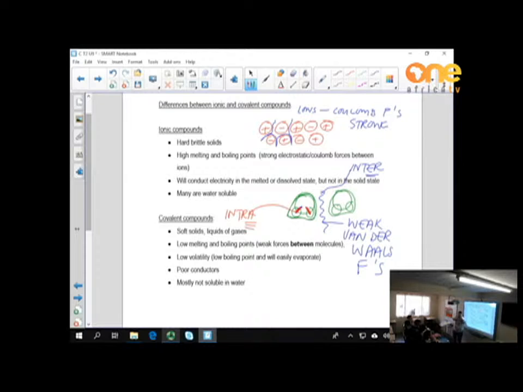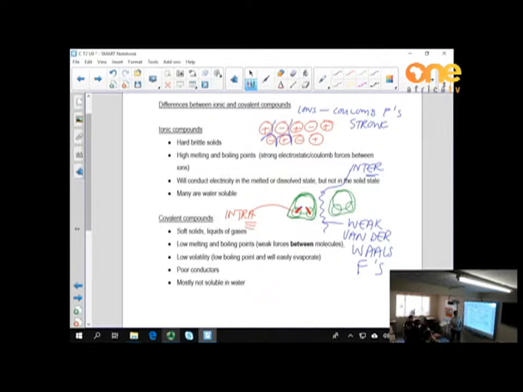My fingers are bonded onto my hand. Okay? I can't break off a finger very easily. That's like the forces inside the molecule. But my two hands can be held together by weak van der Waals forces. Alright, it's an image. So it's not within the molecule. It's between the molecules. And from that we can differentiate specific physical properties.